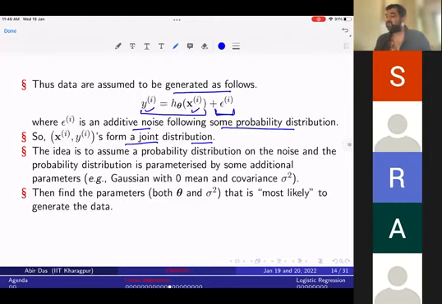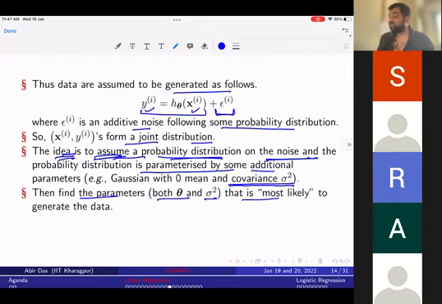So the idea is to assume a probability distribution on the noise. Again, these are the important terms: a probability distribution on the noise, and the probability distribution is parameterized by some additional parameters. Say the probability distribution is Gaussian, so you can assume that somebody tells you it has zero mean and covariance sigma square. This covariance sigma square is now one of your unknowns, in addition to the thetas, the h thetas. So find the parameters of both theta and sigma square that are most likely to generate the data.